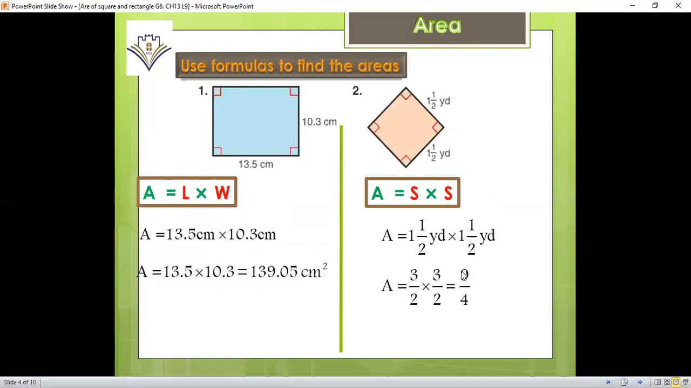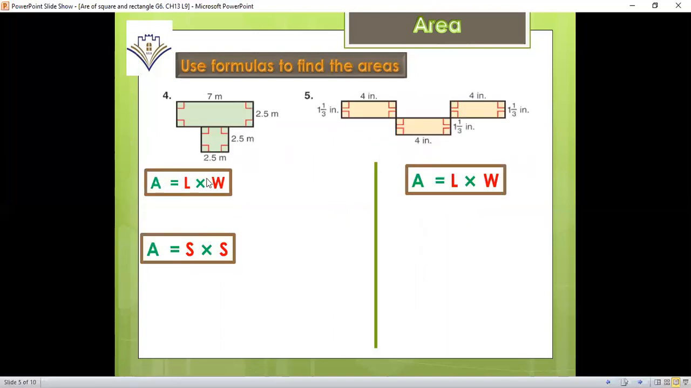3 multiply 3 equals 9 and 2 multiply 2 equals 4. Convert it to a mixed number. 2 multiply 4 equals 8, 8 and 1 equals 9. Then 9 fourths or 9 quarters is equal to 2 and a quarter square yards.